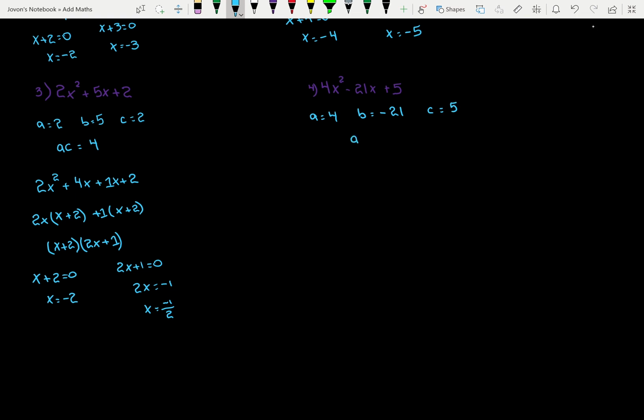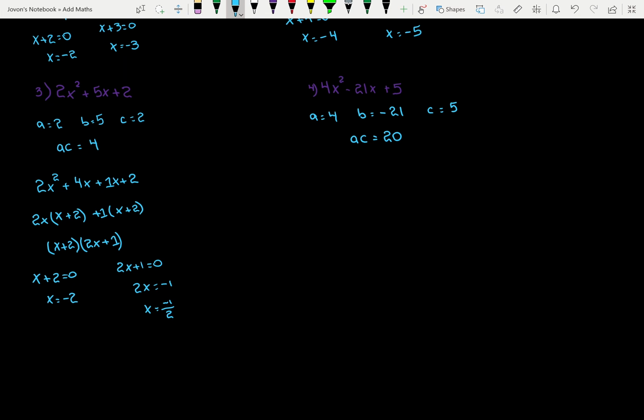So we have ac is equal to 5 multiplied by 4, which is 20. Okay, so we need two numbers which will multiply to give you 20 and which will add up to give you minus 21. Let's look at the numbers which multiply to give you 20. We have 1 and 20. We also have 2 and 10, and we have 4 and 5.